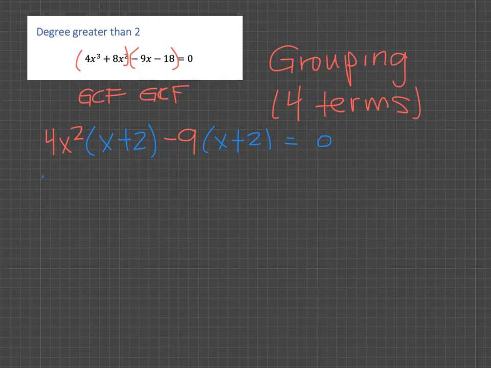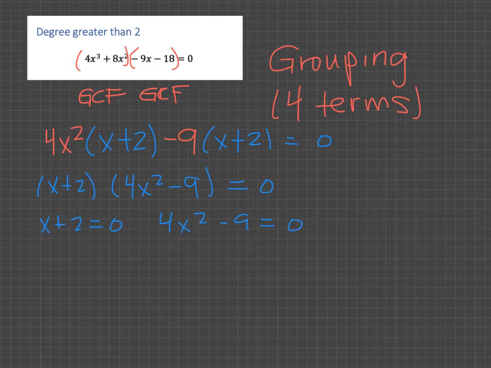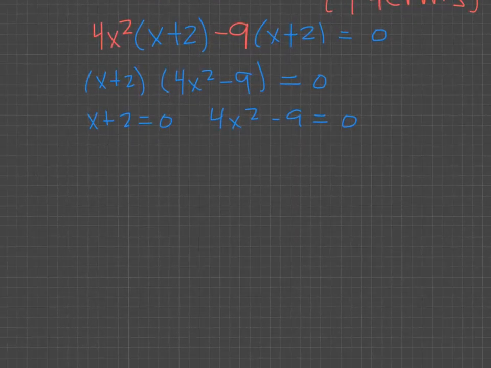Next step is we bring that x plus 2, that shared quantity factor, out in front, and then we can write down what's left for the other factor, 4x squared minus 9, and then that's equal 0. So we have two factors, and they're multiplied together and they equal 0. We use the principle that says we set each factor equal to 0 and then solve those separately for x. So subtract 2 from both sides, we get x equals negative 2. That's one of our solutions.